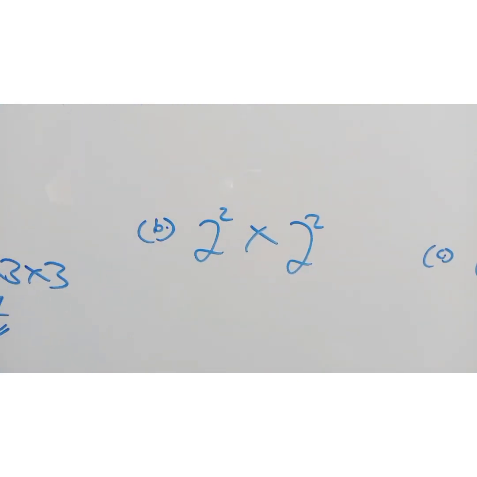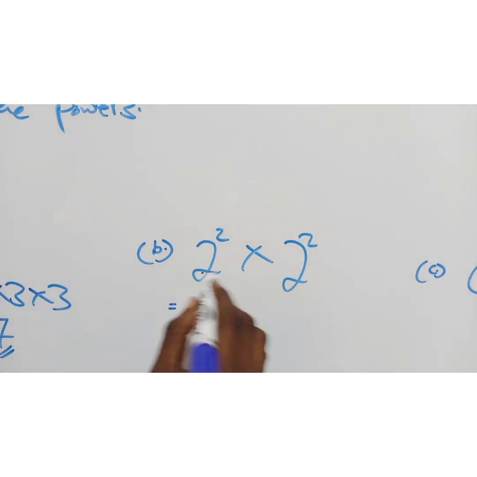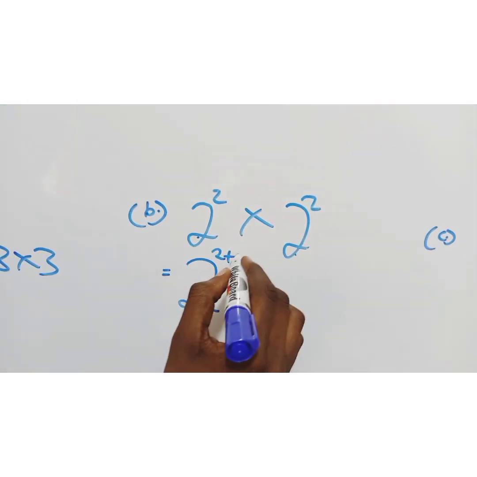So now we go on to B. So we have multiplication, and they are the same base, so you pick 1. So you're going to pick 1, then you have 2 plus 2.